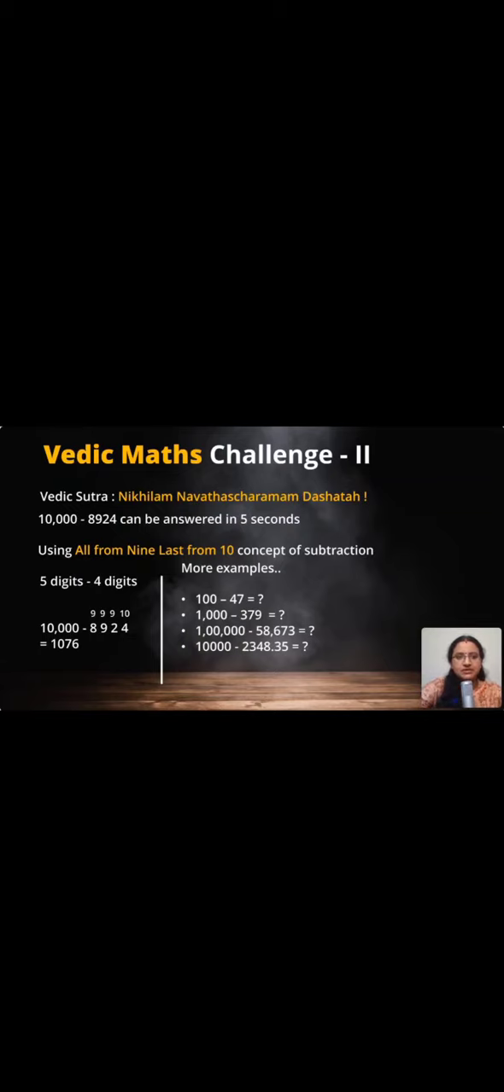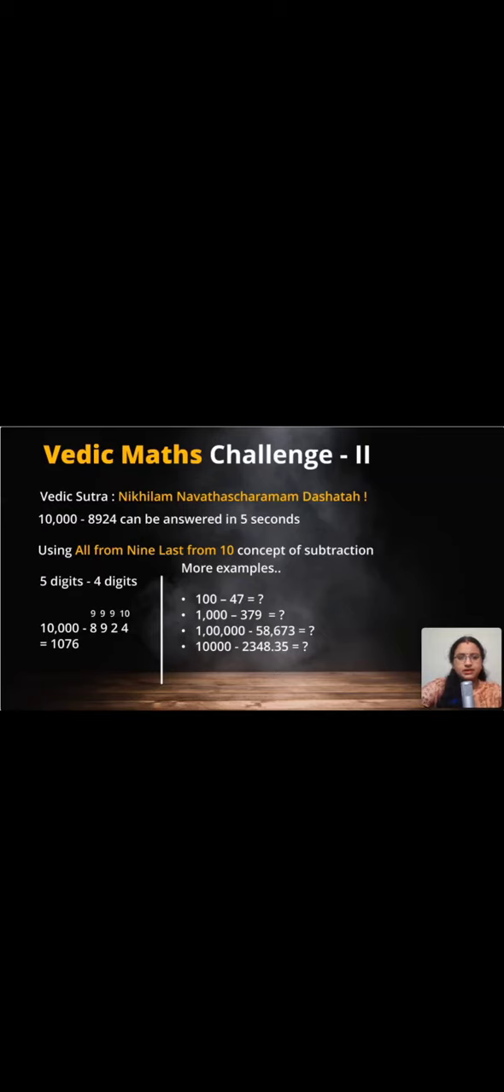What has happened for 10,000 minus 8924 is, here you will find 9 minus 8, 9 minus 9, 9 minus 2, and 10 minus 4. 9 minus 8 is 1, 9 minus 9 is 0, 9 minus 2 is 7, and 10 minus 4 is 6. All the digits are subtracted from 9 and only the last digit is subtracted from 10. So this rule holds good whenever you have to subtract any number from its corresponding base number.